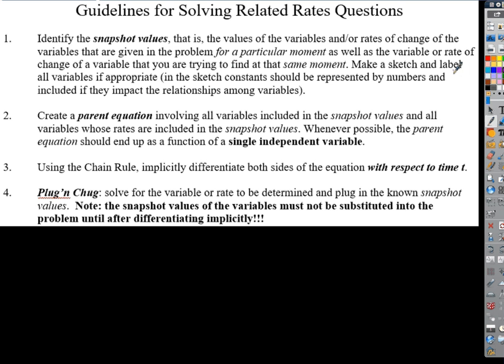We make a sketch and label all the variables. So anything that's changing, we're going to label as a variable, and we'll identify what the variables are. If there are constants, we want to add those as numbers, so we can see right away in our picture that those are things that don't change. Anything that shows up as a number is something that's static. Anything that shows up as a variable can vary, it can change. Okay? So let's do that first.